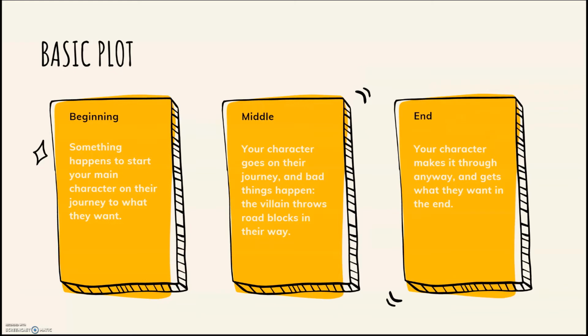So this is a recap from last time. We have our beginning for our plot. Something happens to our main character to start them on their journey to what they want. We have our middle. Our main character goes on their journey and bad things happen, so our villain throws roadblocks in their way. And then we have our end. Our character makes it through and gets what they want in the end. So that's our basic structure. So what we need for that is our main character to want something, our villain to want them to not be able to get it, and our supporting characters to help them out along the way.